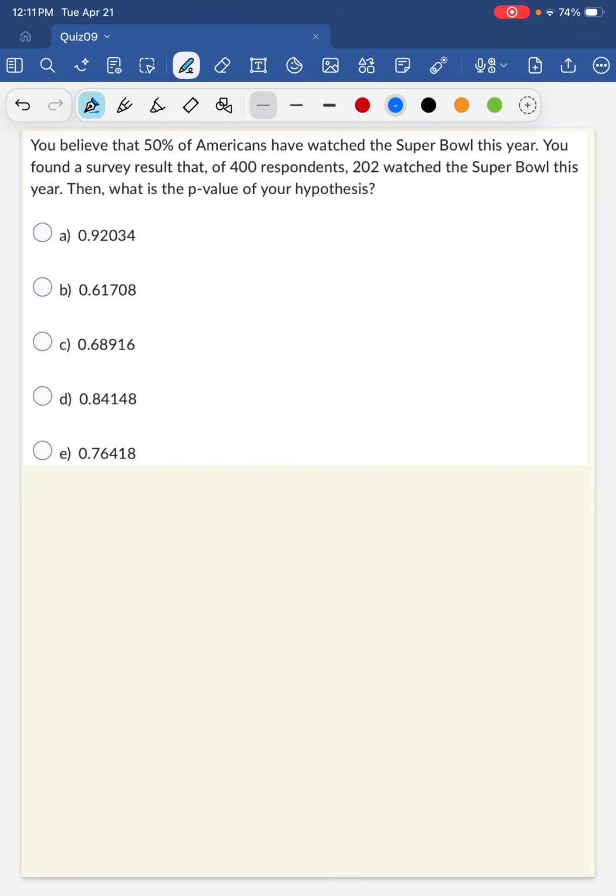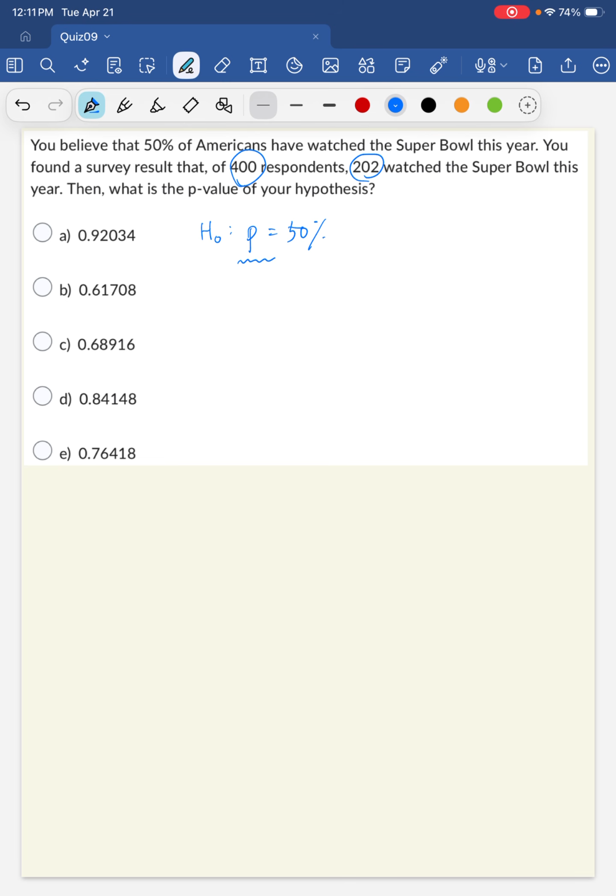So you believe that 50% of Americans have watched the Super Bowl this year. And so that means your null hypothesis is the probability equals 50%. So you conducted a survey and you found 202 out of 400 have watched the Super Bowl this year. What is the p-value? First, this is a binary distribution. You watched it or not, right?